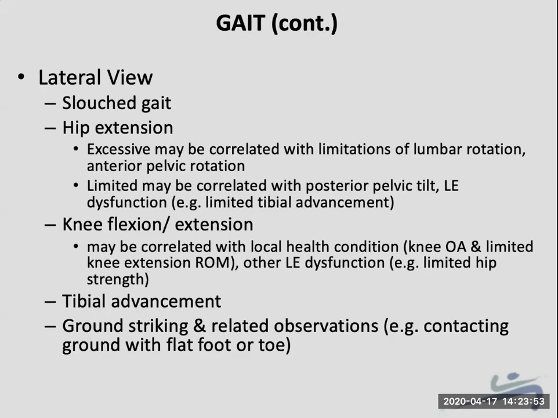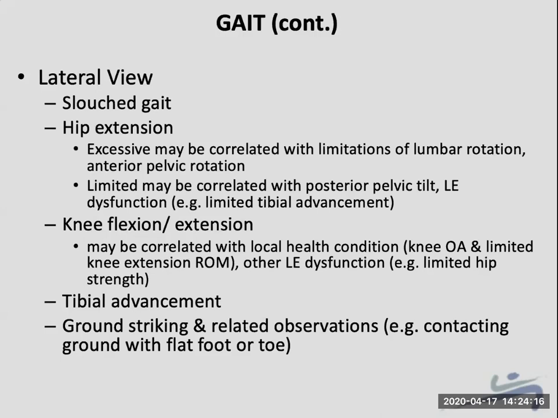So from the lateral view, we might see more of a slouched gait. So kind of a crouched over position or a more flexed position in the trunk. With gait to try to diminish step length or stride length, that is, or potentially to try to limit the amount of rotation that's occurring. Same thing with hip extension.